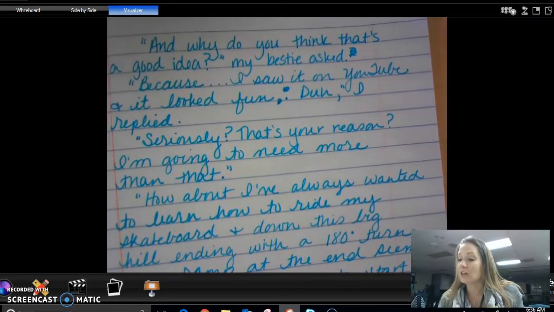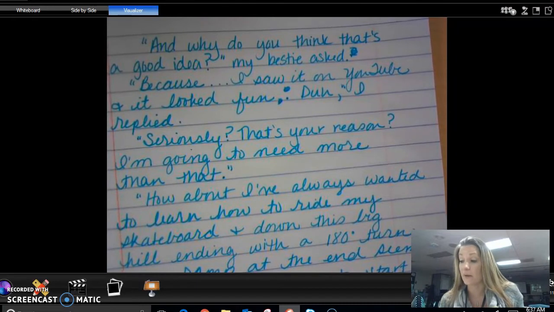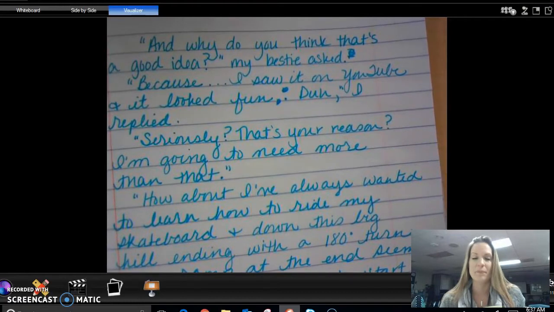And why do you think that's a good idea? My bestie asked. Because I saw it on YouTube and it looked fun. Duh, I replied. Seriously, that's your reason? I'm going to need more than that. How about I've always wanted to learn how to ride my skateboard and down this big hill ending in a 180-degree turn off a ramp at the end? Seems like a great place to start, I said. Yep, that sounds smart. Good luck.